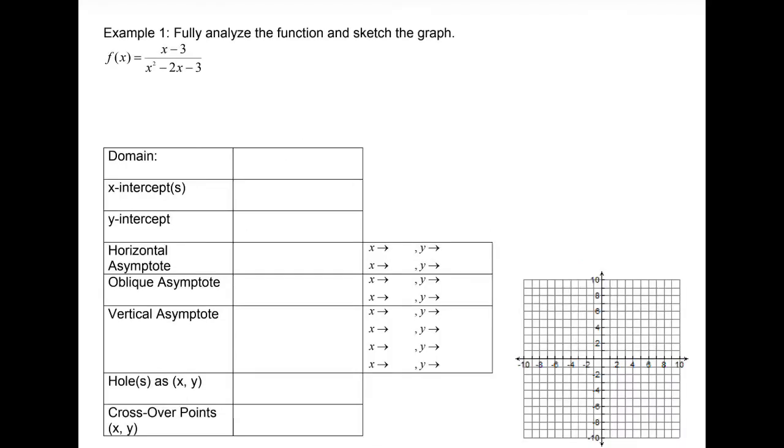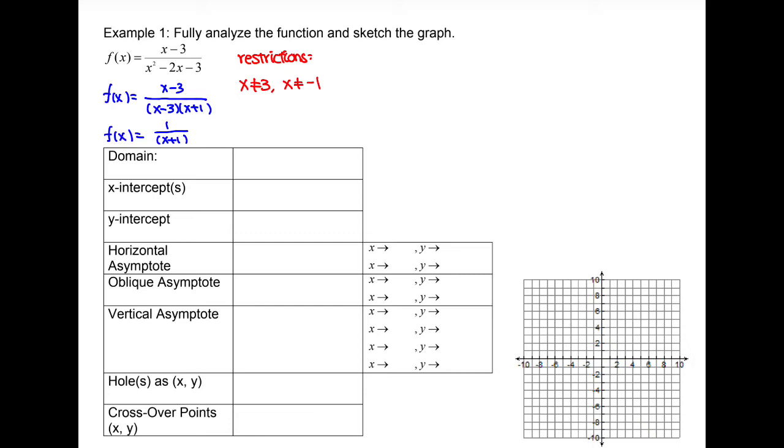Example 1. Given the function f(x), step 1. Fully factor the function f(x) to get a simplified rational function, 1 over x plus 1. Next, let's write down the restrictions to help us find the domain. We know x minus 3 cannot be 0, which means x cannot be 3. x plus 1 cannot be 0, which means x cannot be negative 1.